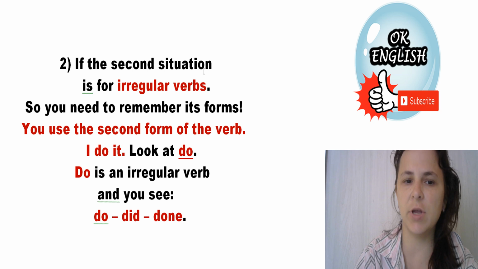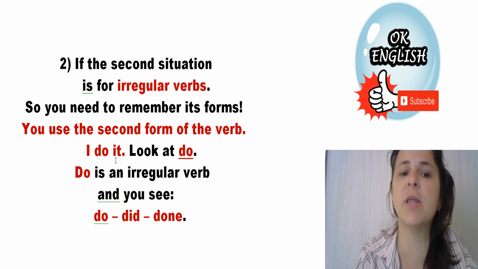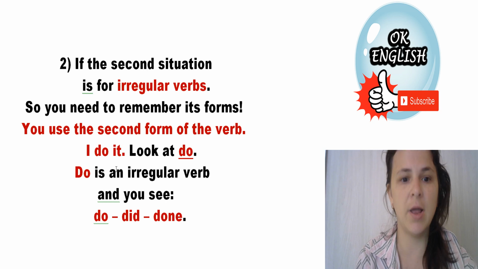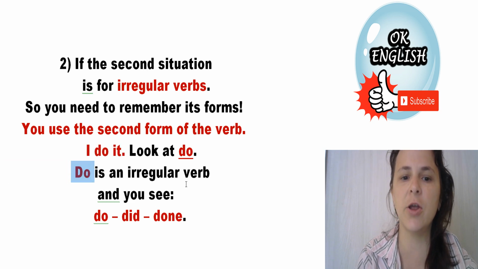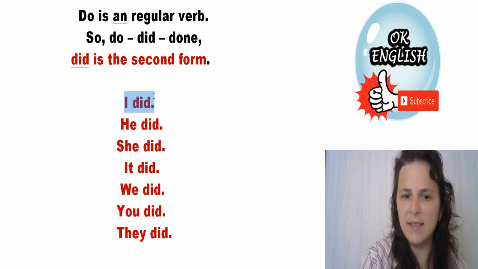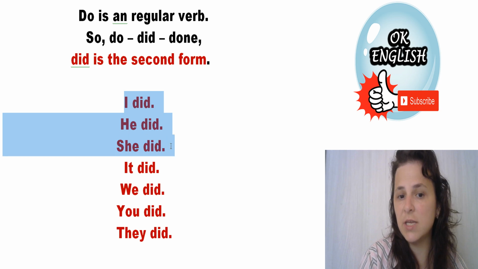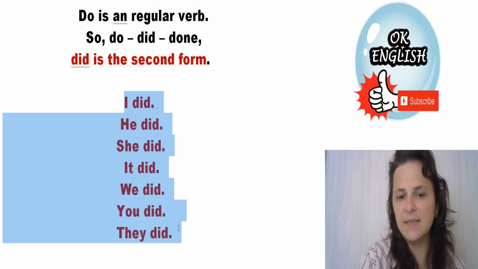The second situation is for irregular verbs, so you need to remember their forms. You use the second form of the verb. I do it. It's present simple. Look at do. Do is an irregular verb. And you see do, did, done. Please remember it. For example, I did, he did, she did, it did, we did, you did, they did.